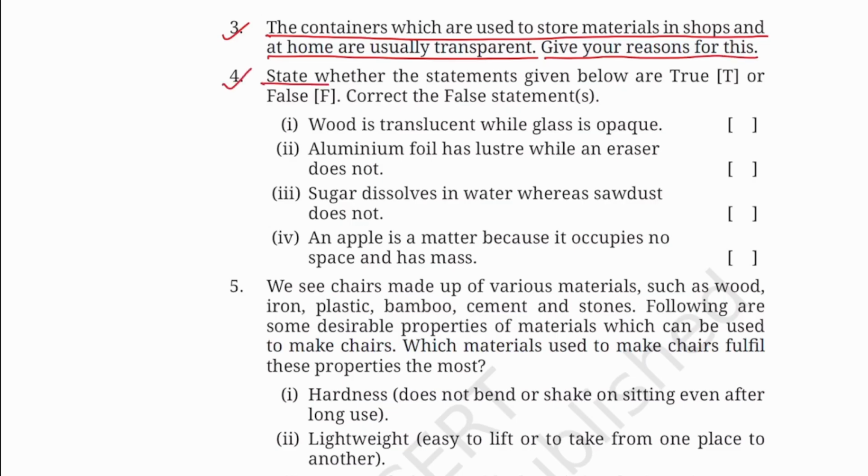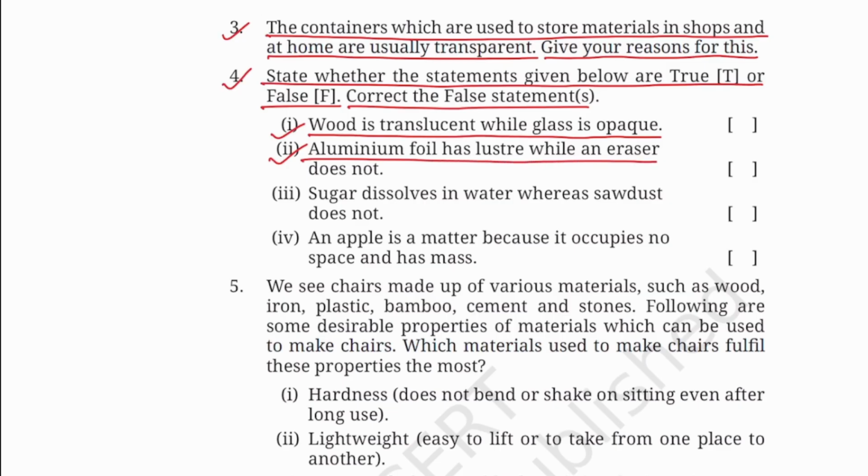4. State whether the statements given below are true or false. Correct the false statements. 1. Wood is translucent while glass is opaque. 2. Aluminium foil has luster while an eraser does not. 3. Sugar dissolves in water whereas sawdust does not. 4. An apple is a matter because it occupies no space and has mass.